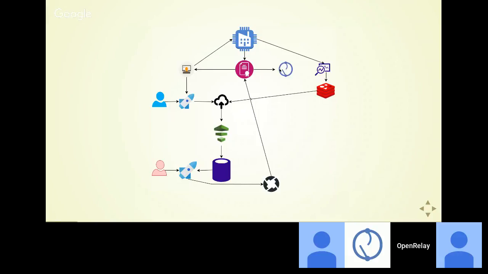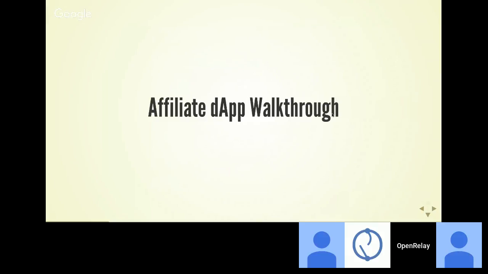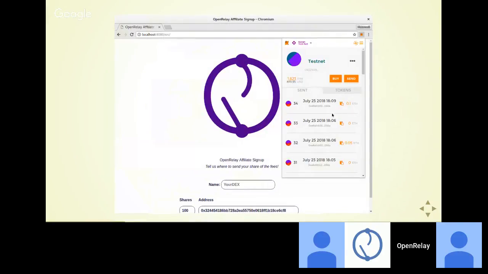Now we are going to take a look at how the dApp that is used for this developer to sign up with the exchange contract is implemented. So yeah, today we're looking at the dApp implementation. First, we're going to start out with a walkthrough of the affiliate dApp. So the affiliate dApp looks like this.